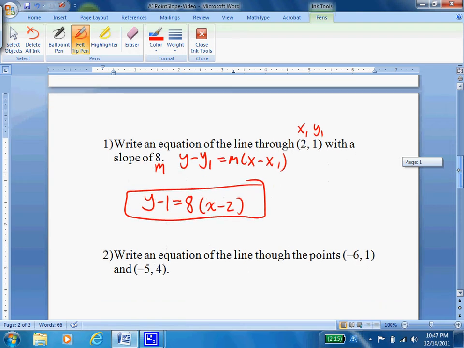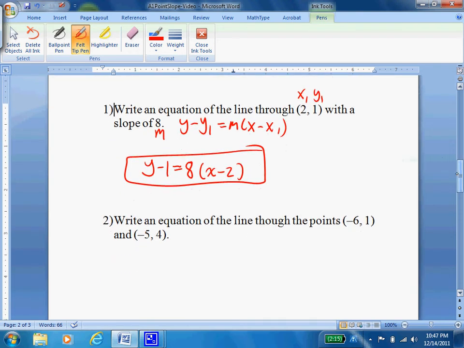Alright, second one. We're going to write an equation of the line through the points (-6, 1) and (-5, 4). Now, you might be like, okay, I can see a point, but where's my slope? How am I supposed to do this? Well, since we don't have the slope, we're going to have to define it first. Do a little extra work.